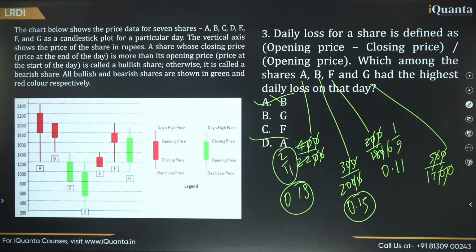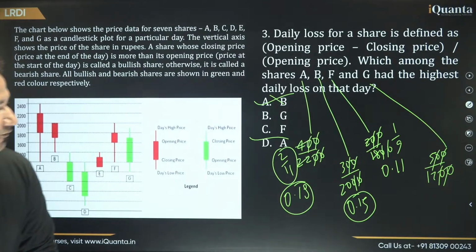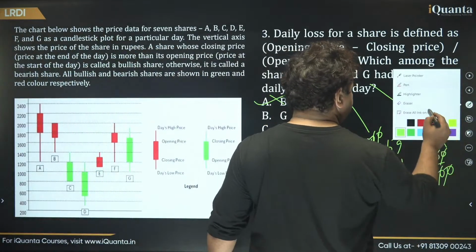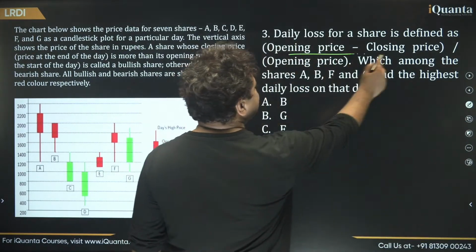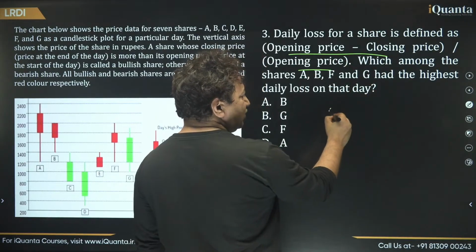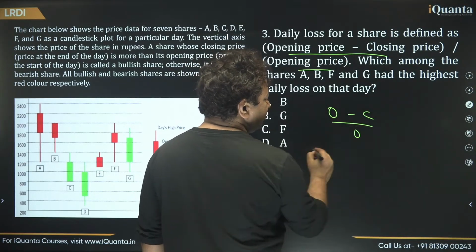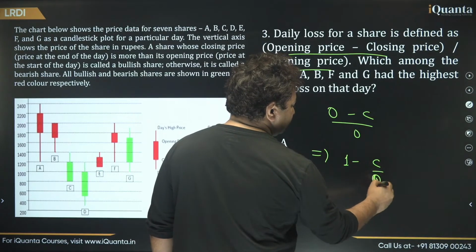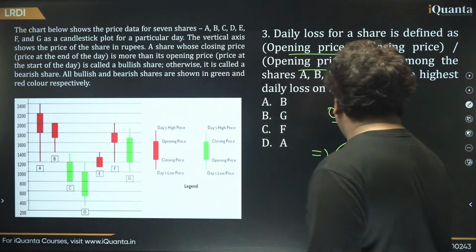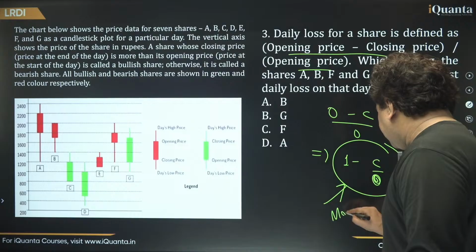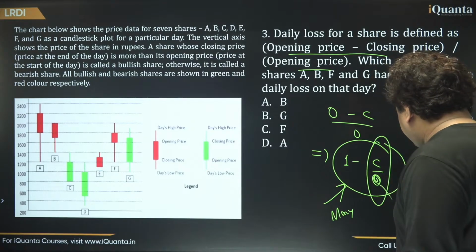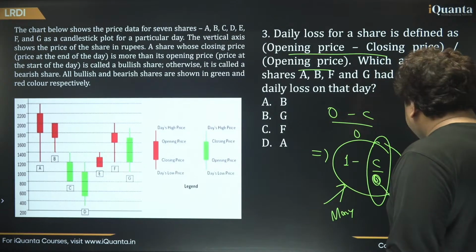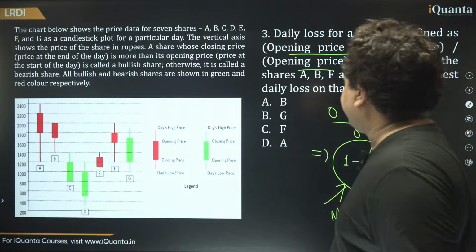अच्छा, आयुष्मान ने एक और चीज बताई है. Well done आयुष्मान. आयुष्मान is saying this is like opening minus closing upon opening. So if opening is O, closing is C, O minus C upon O is nothing but 1 minus C by O. Okay? If I want to maximize this value, I need to minimize this value. Do you understand? तो जिसका भी रेशियो क्लोजिंग और ओपनिंग का लीस्ट आएगा वही हमारा आंसर हो जाएगा.